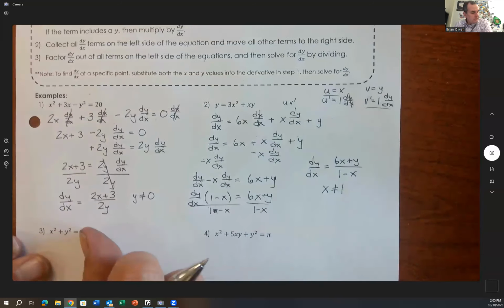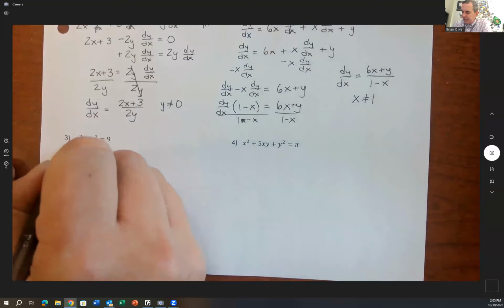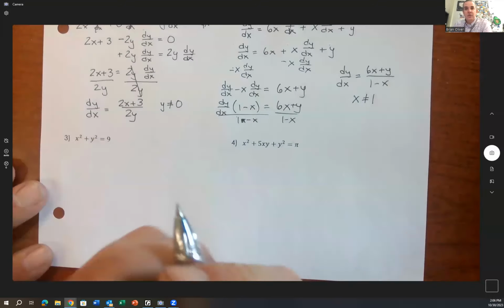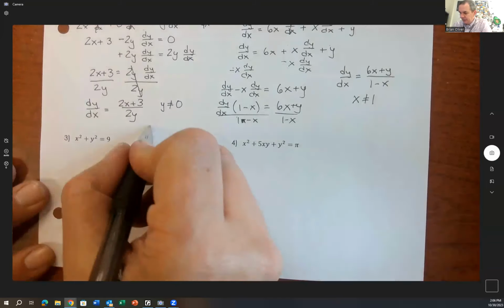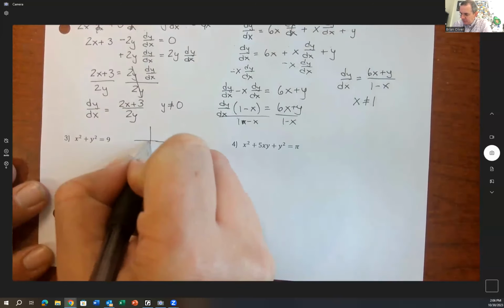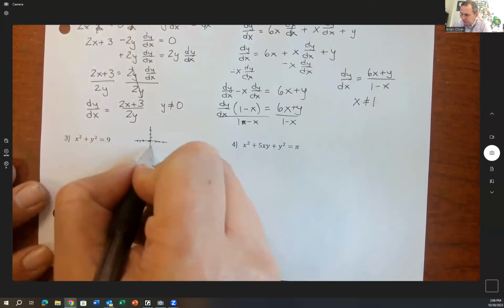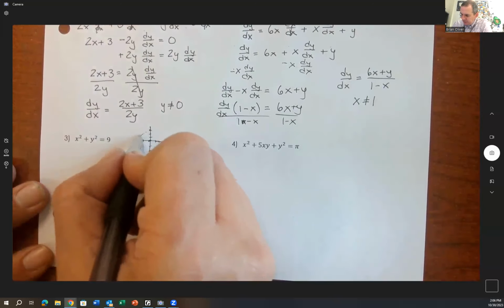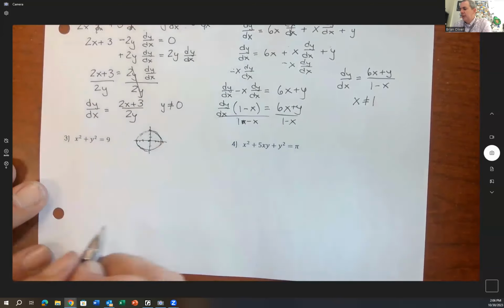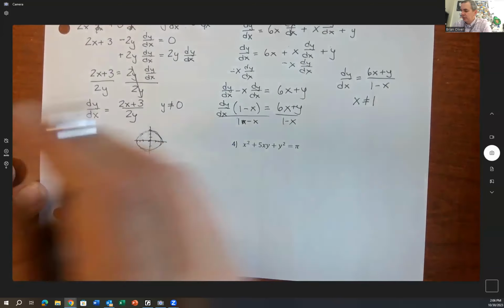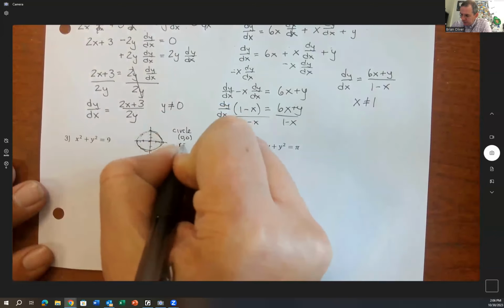Okay. So again, just follow through the process. x squared plus y squared equals 9. This is a circle centered at the origin with a radius of 3. If you think about it, we're centered at the origin, 1, 2, 3 in each direction. What it's basically going to be is that shape right there. That's our function. It's a circle centered at (0, 0) with a radius of 3.